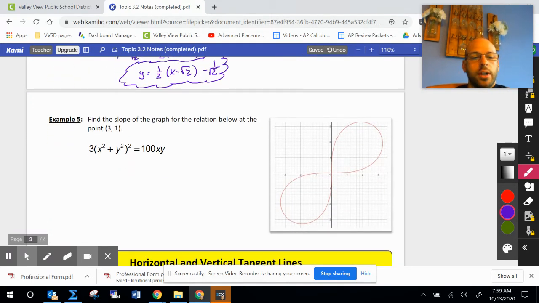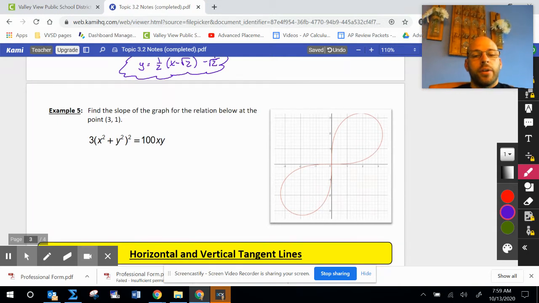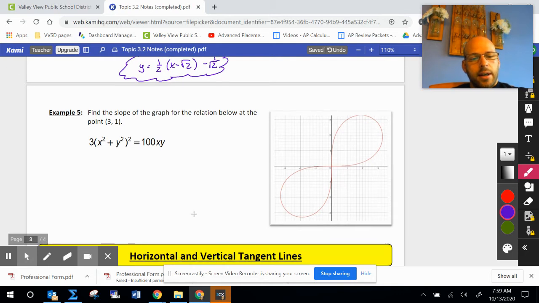So just one more time, find the slope of the graph for the relation below at the point 3, 1. So now I tried to incorporate as many of the pieces as I can. Not to confuse, but just to show how things connect. So if you notice, I have an x squared plus y squared, but it's all squared. And on the right-hand side, you have to be very careful. They like to throw this xy in there. That's a product, so we have to use product rule when we get to the right side.